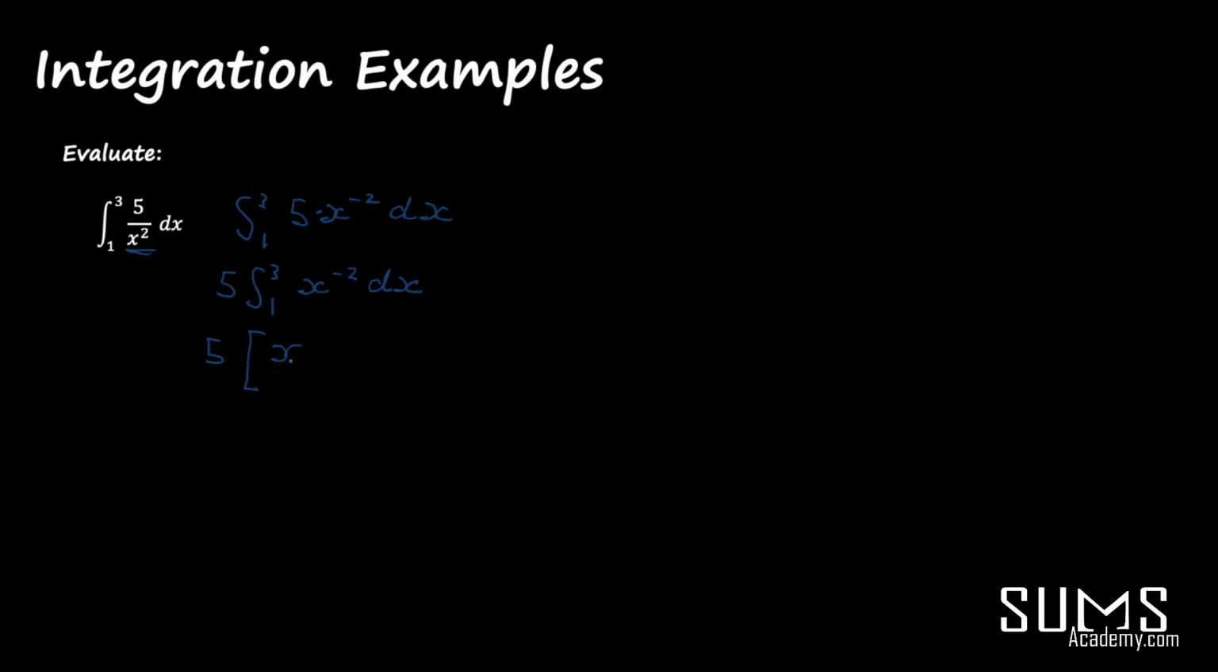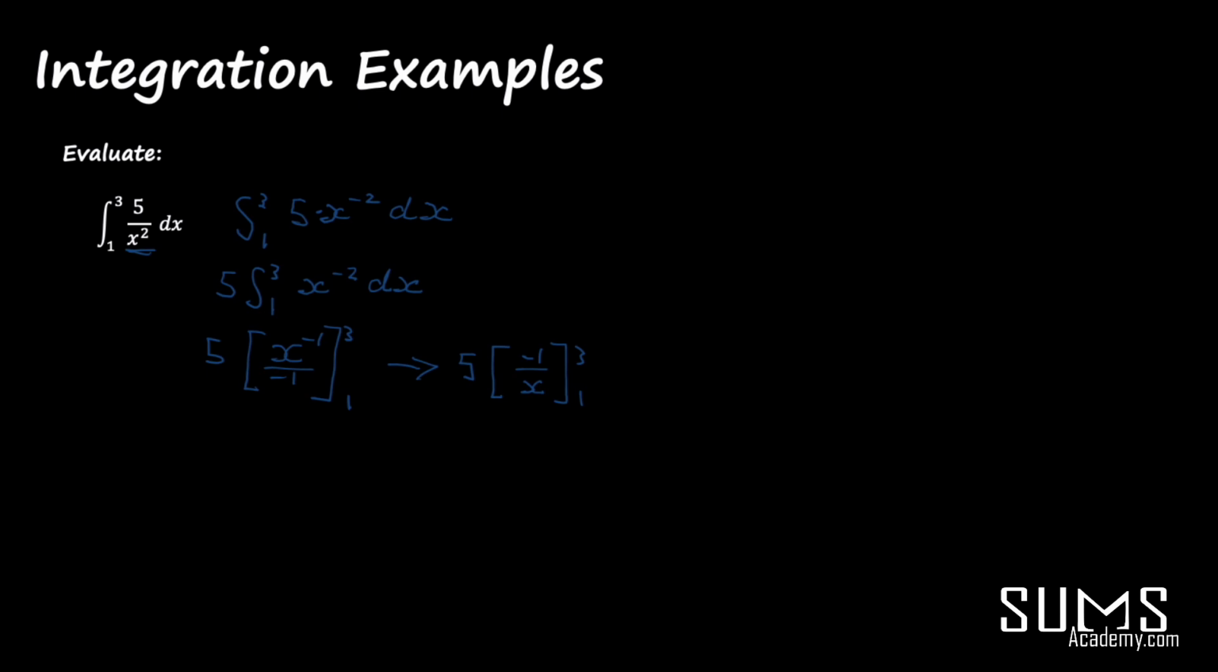Okay, so now we can start to integrate this. This becomes x to the negative 1 over minus 1, between 3 and 1. So it looks a bit like this. We can keep the 5 here, and this is all going to be multiplied by, well, this can be rewritten. I'll rewrite it because it looks a little nicer. So this can be the same as 5 times -1 over x between 3 and 1.